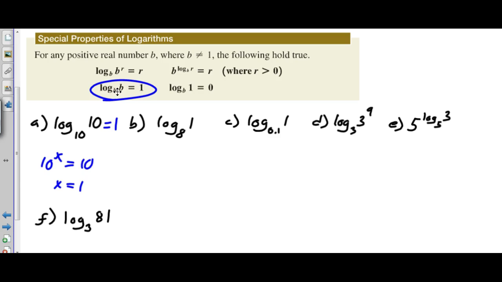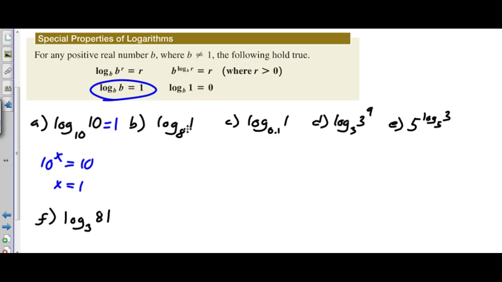If your base and what you're taking the log of are the same number, the answer is always going to be 1, because you're always going to get this kind of thing where these are always the same thing, and that means when you raise anything to the power of 1, you're going to get itself.